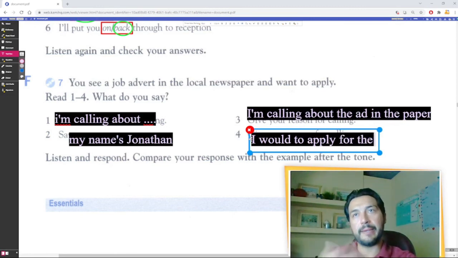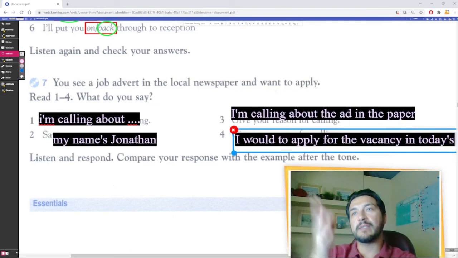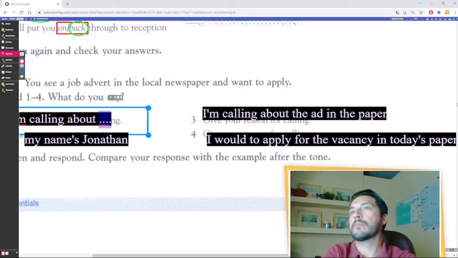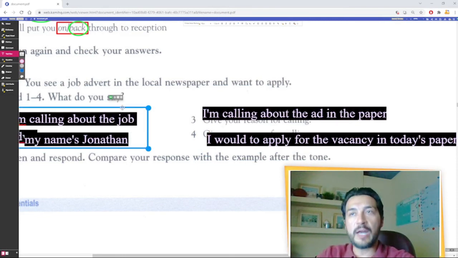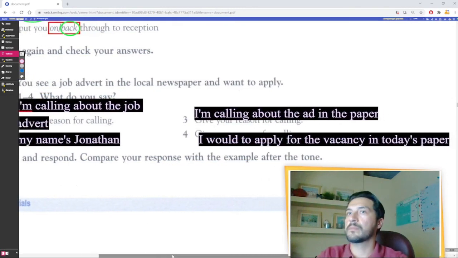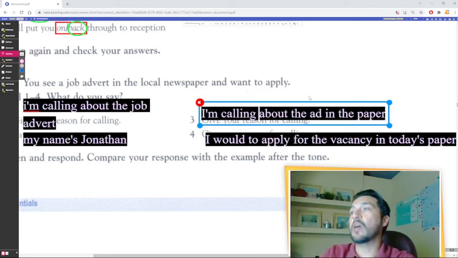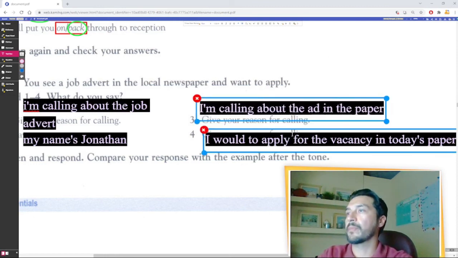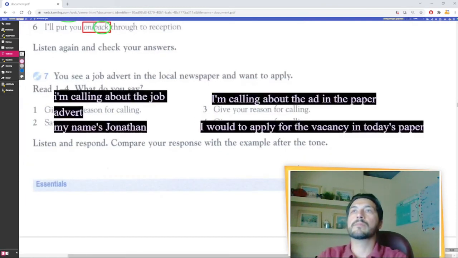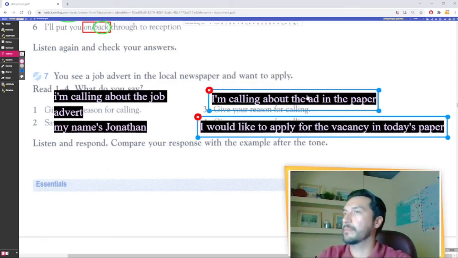Listening 7. Let's listen to it again. 1. Hello, AIC Computing. How can I help you? Hi, I'm calling about the advertisement in the local newspaper. I'm calling in connection with the job advert in the paper. 2. One moment. Can I have your name, please? It's Jonathan. It's Ray Graham. One moment, I'll put you through to Human Resources. 3. Hello, Human Resources. I'm calling about the ad in the paper. I'd like to apply for the job in today's paper. I'll just connect you to the person in charge of this. 4. Hello, job applications. Hello, I'm calling about applying for the job in today's paper.